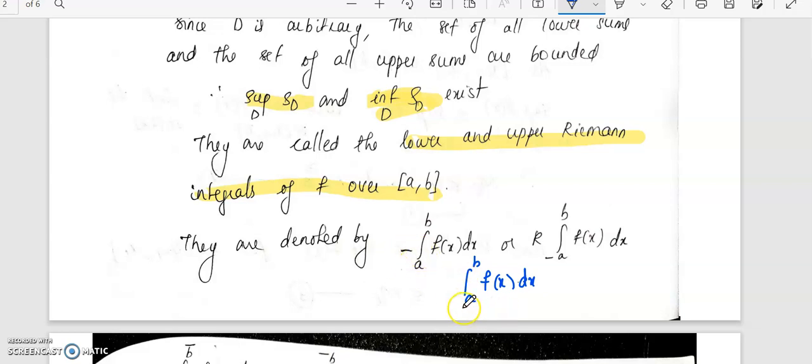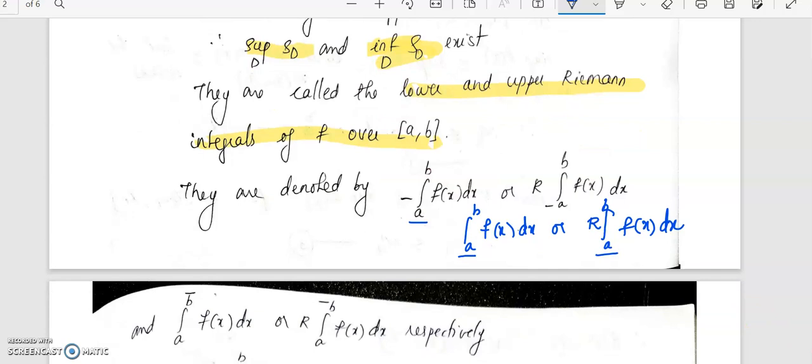The dash in the integral is written below, inside, it is shown below the a. So make that correction. Okay. And it can also be represented as R into a to b f of x dx. So either you have a dashed integral from a to b f of x dx, or R into dashed integral a to b f of x dx. So this is the usual notation for the lower Riemann integral.